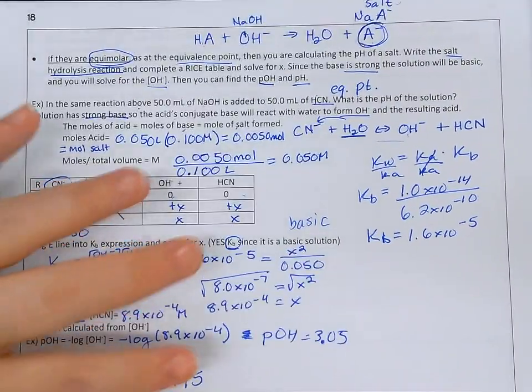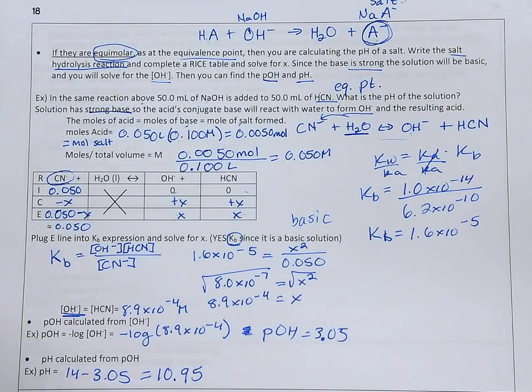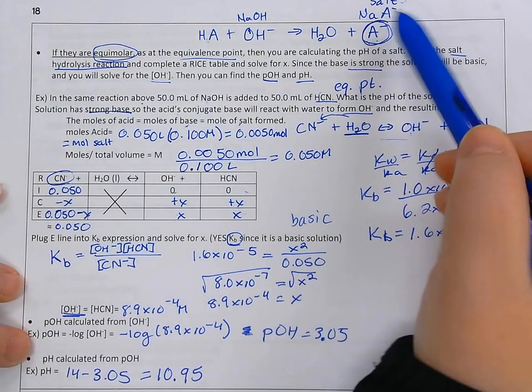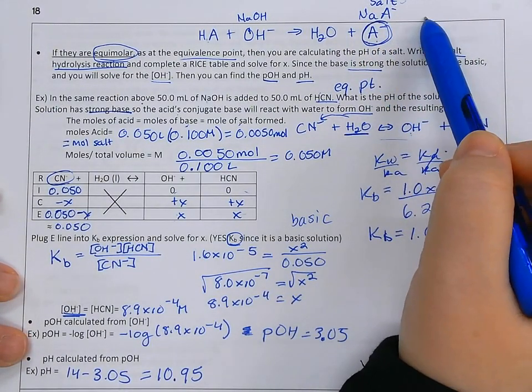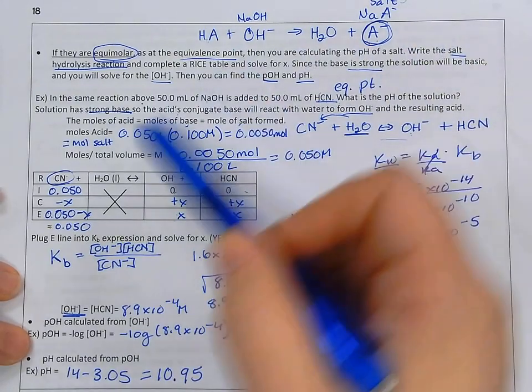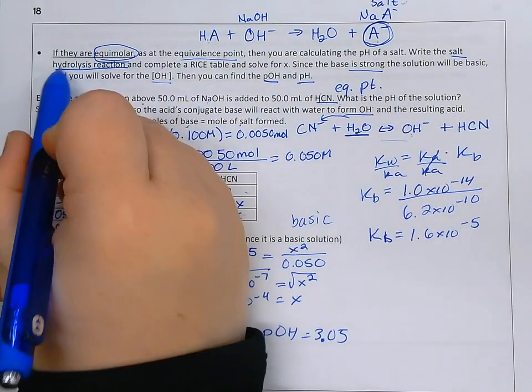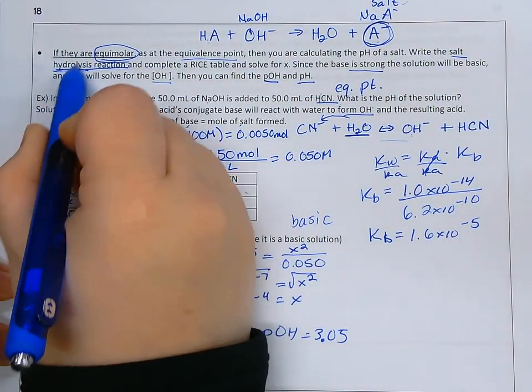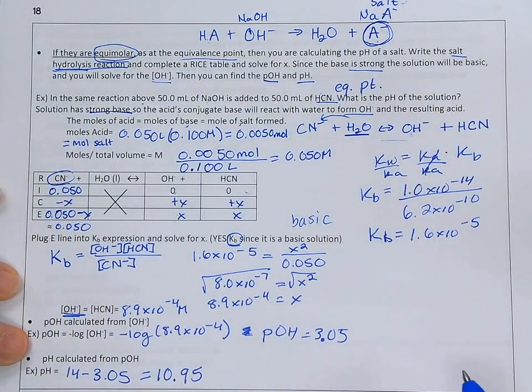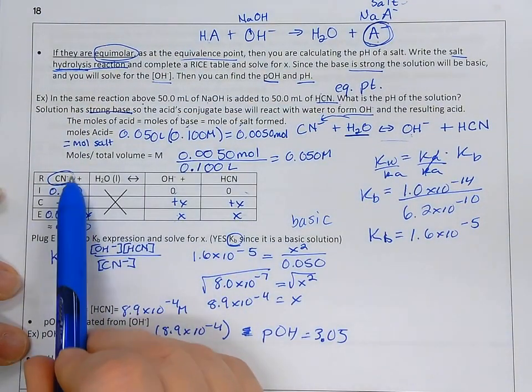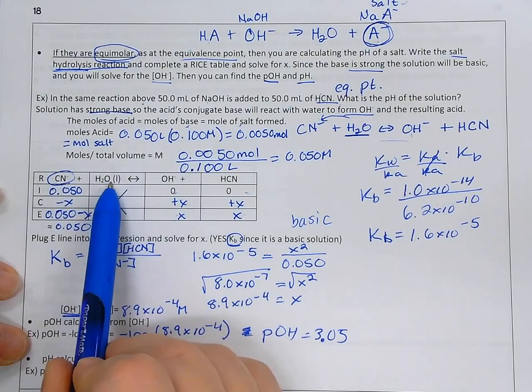Okay? So let's just review what we did here. We've got the equivalence point. We got equal molarity. We got equal volumes. When that happens, we're going to get a side reaction that occurs where the salt that we form is going to do its own reaction. It's going to react with water. That's why we call it the hydrolysis reaction. That hydro part means water. So we're going to react that conjugate with water.